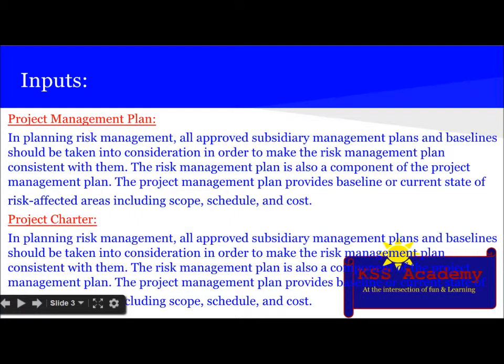First input is project management plan. In planning risk management, all approved subsidiary management plans and baselines should be taken into consideration in order to make the risk management plan consistent with them. The risk management plan is also a component of the project management plan. The project management plan provides baseline or current state of risk affected areas including scope, schedule, and cost.